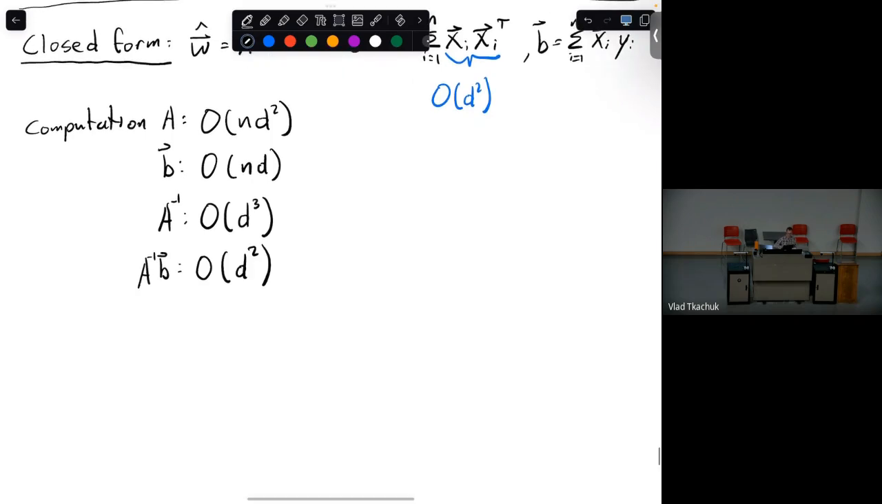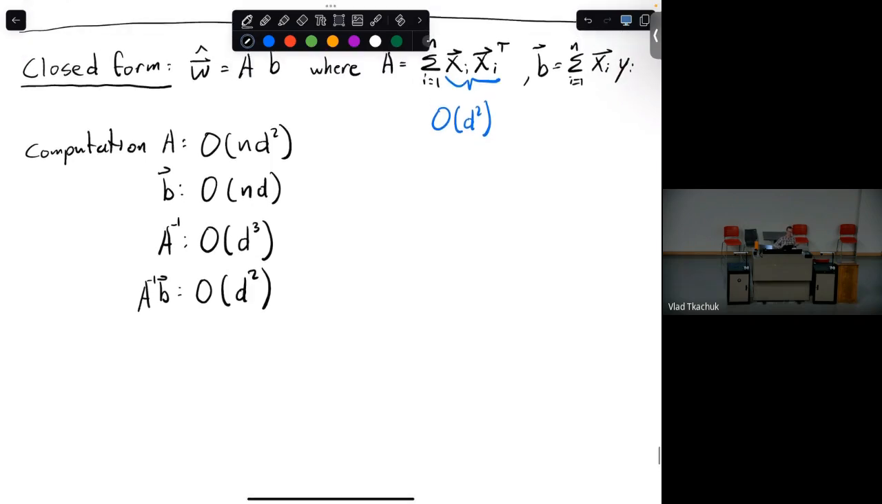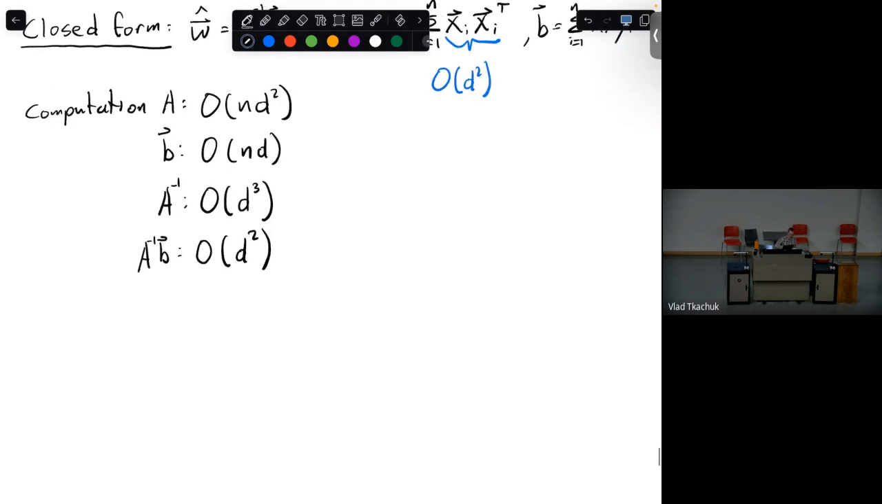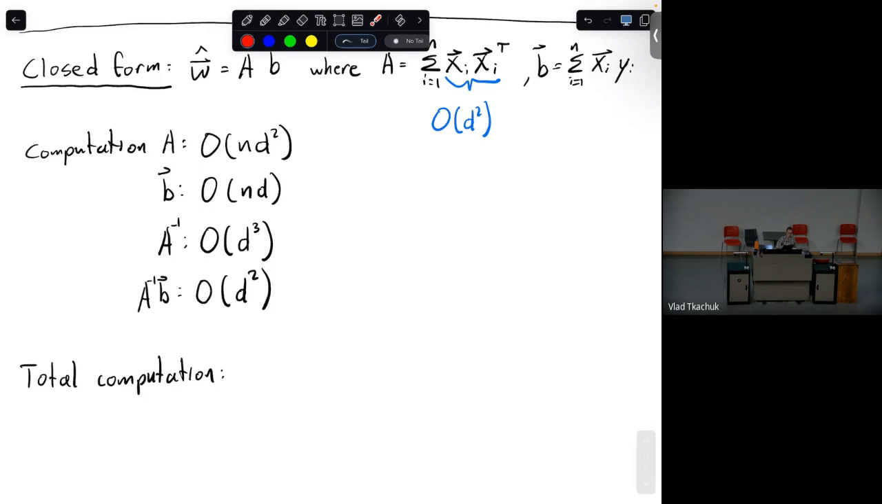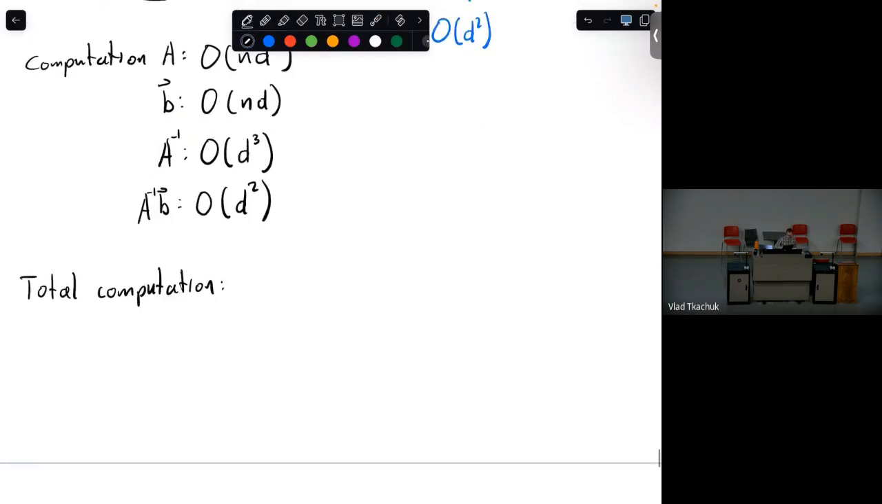Okay, so there are all these operations, but at the end of the day, we want the total computation. To get that, you just add all these up, right? Because in the algorithm, you could literally do all these steps one by one. You compute this, then your next step is compute this, which takes that much time, then compute this, then the fourth step is compute this, and that's your W hat and output. Outputting also takes constant time. So total computation is big O of all of these summed together.